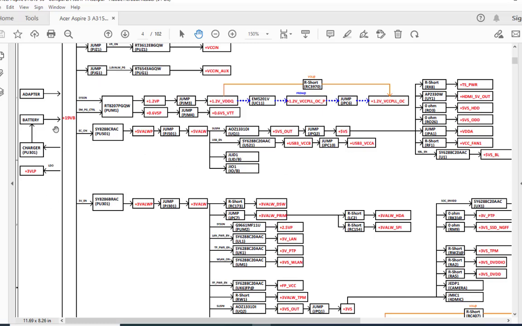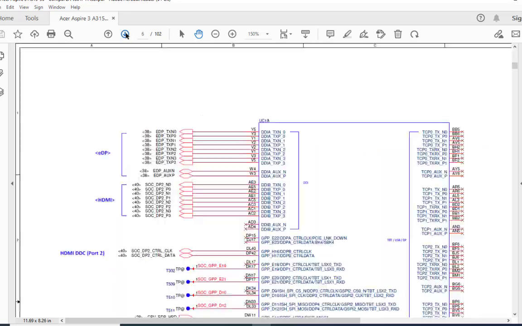Here are the inputs, adapter and the battery. This 3VLP is going to the SIO. It's called the LDO, low dropout output. And now we'll scroll down to the power, the first page, the battery charging section. So we'll scroll like this.